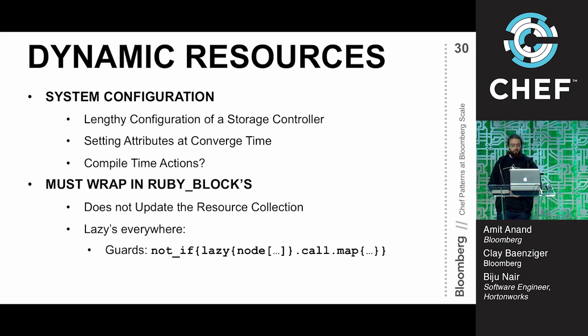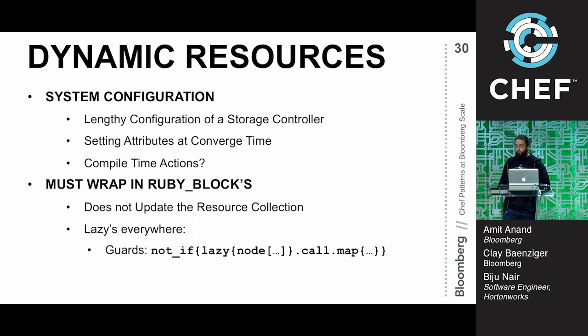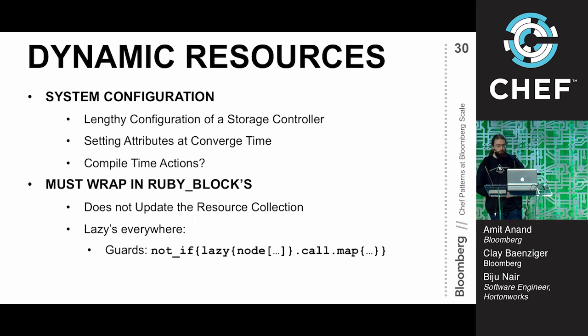So if you do it in converge time, now the problem is you have these Ruby blocks running around that have to create all of these resources, and it encroaches on your wrapper cookbooks and all that, because now you can't use a community cookbook that assumes you can tell it where all your mount points are, for example. So some challenges here: you don't update the resource collection in Ruby blocks, and you end up with lazies everywhere. And even that has some challenges.